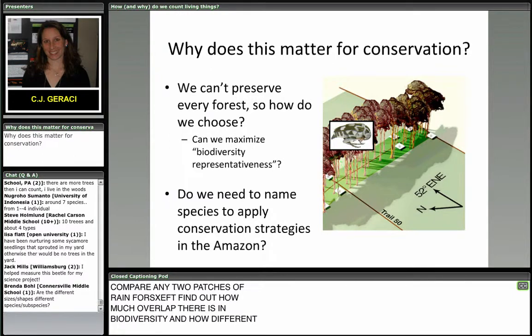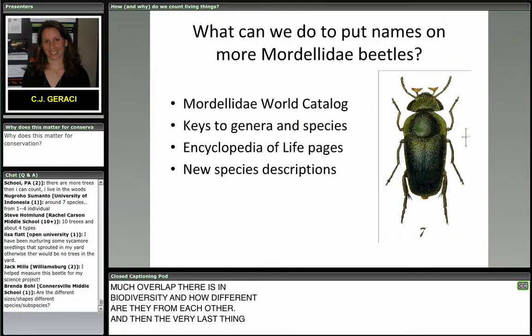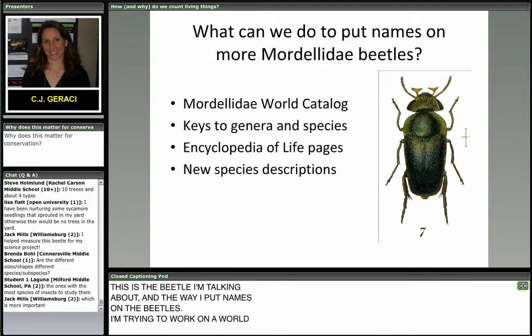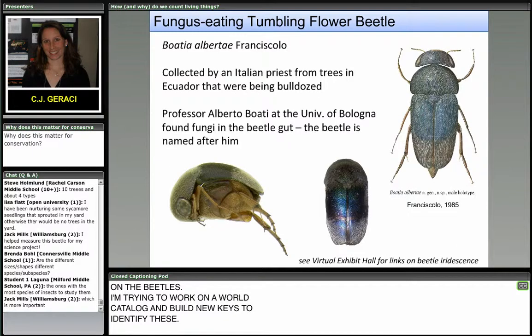And then the very last thing that I'm going to talk about is how we go about naming these new species. And so this is the same family of beetles I was talking about, and all the different ways that I'm going about trying to put names on these beetles. I'm trying to work on a world catalog. I'm trying to build new keys so we can identify these. We're going to be making Encyclopedia of Life pages, which our director, Dr. Samper, talked about in the intro welcome message. And then doing some new species descriptions.